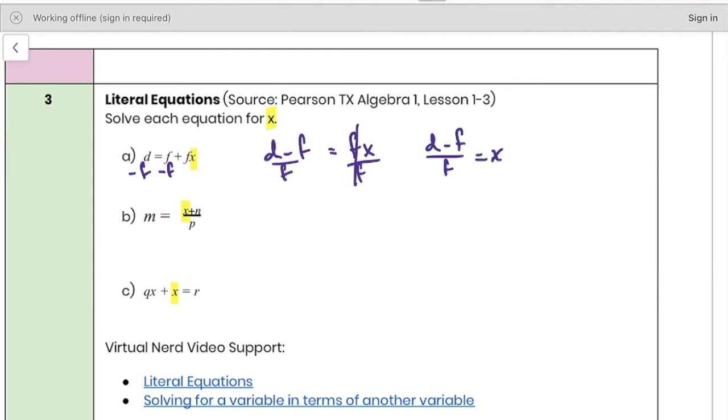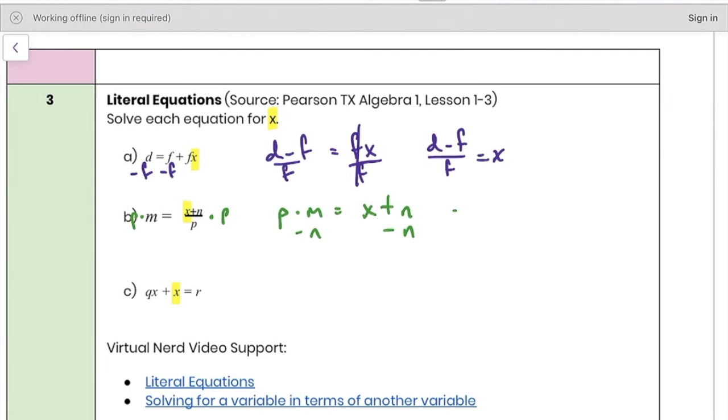Second one, I'm going to multiply times p to get it out from the bottom. So I have p times m is equal to x plus n. And now I'm going to subtract n from both sides. So here's what I have. I'm just putting them side by side. pm minus n, the letter n, is equal to x.